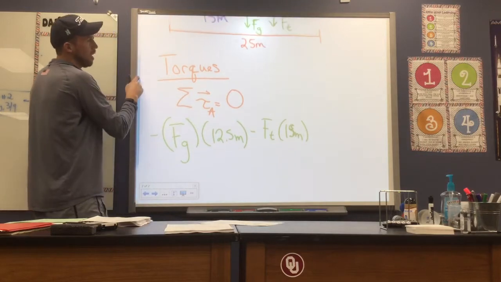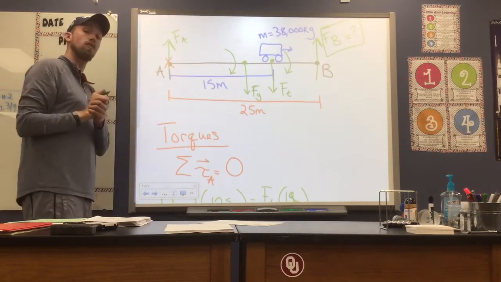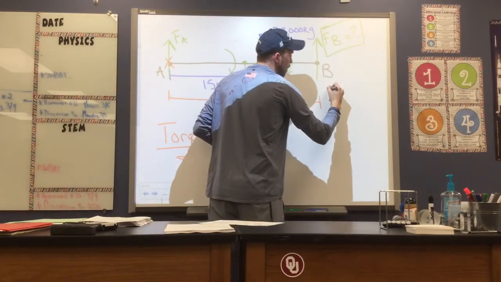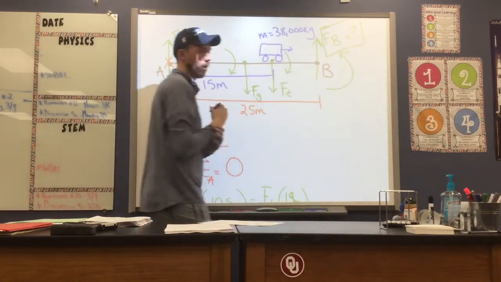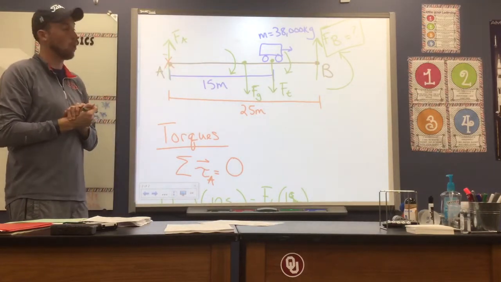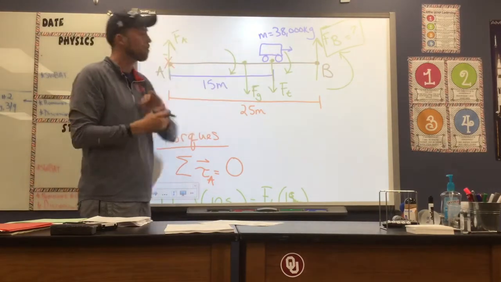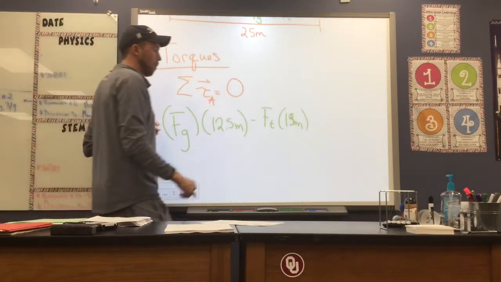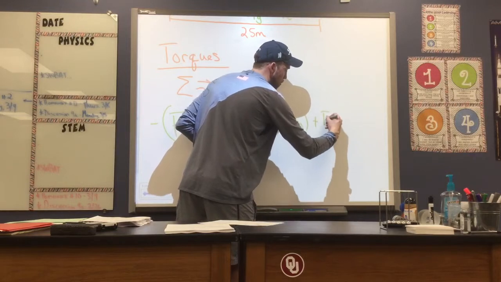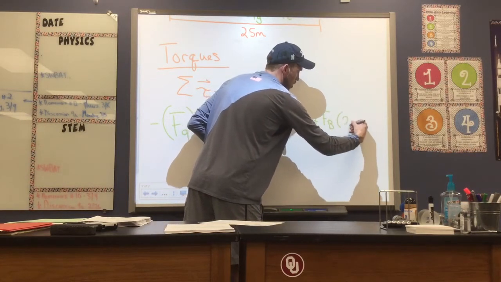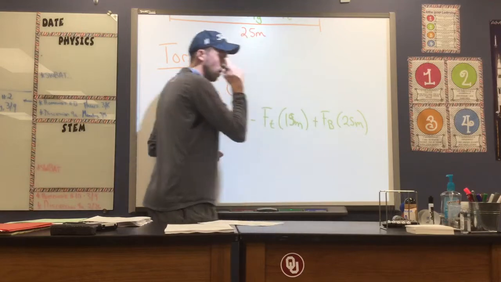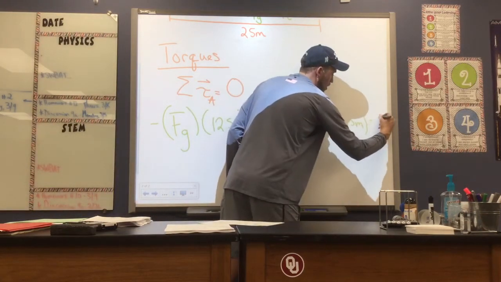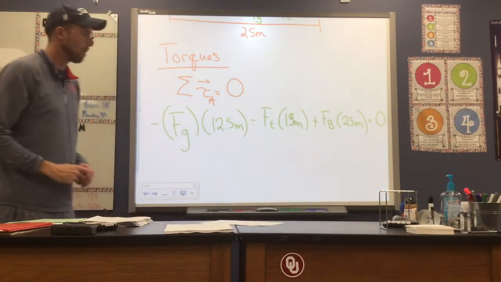And then lastly, we have the force of support at point B that is working up, that is creating a positive torque. That's going to counteract the other two torques created by the mass of the bridge as well as the truck. So I'm going to call that FB for our force, and this is counterclockwise, so it's positive. FB, and it's at the far end of the bridge, so it's at 25 meters. So what we need to do is set all of these equal to 0.